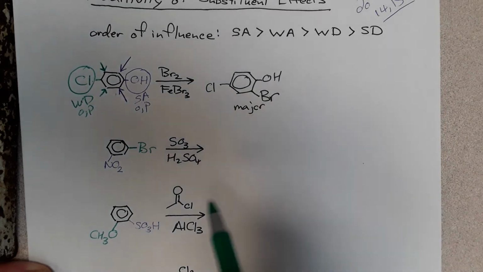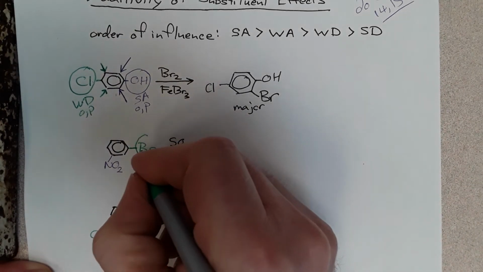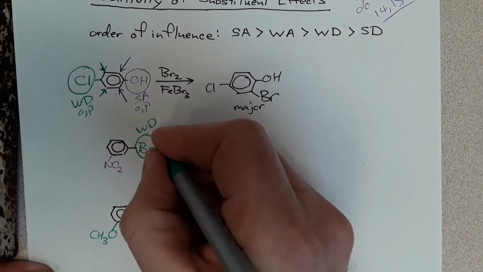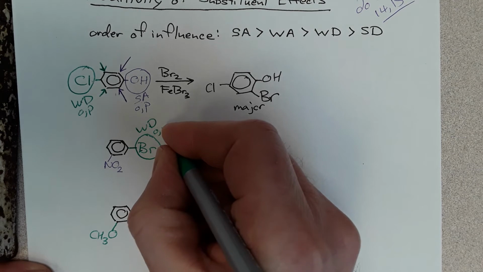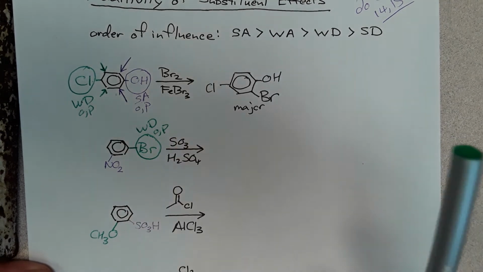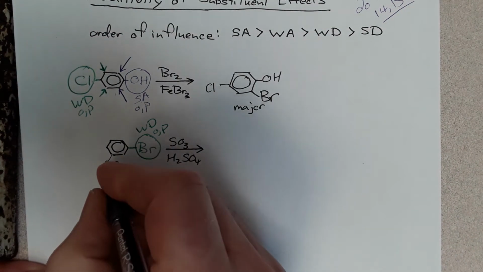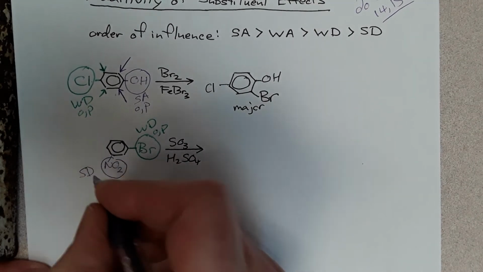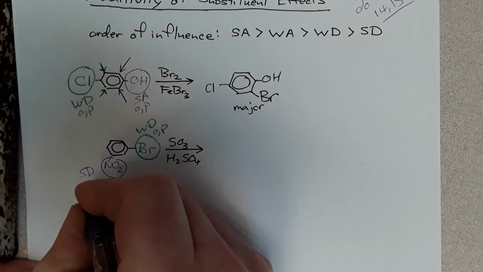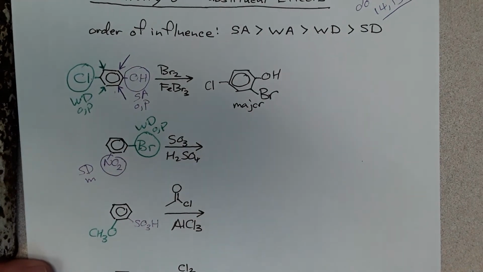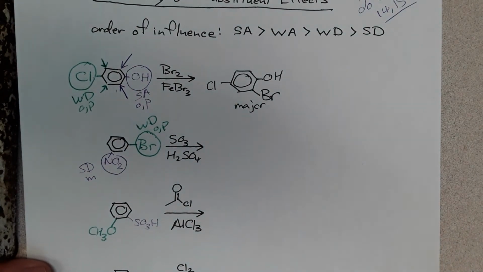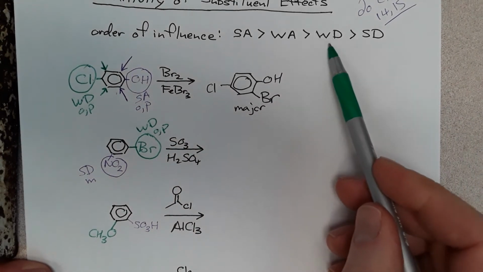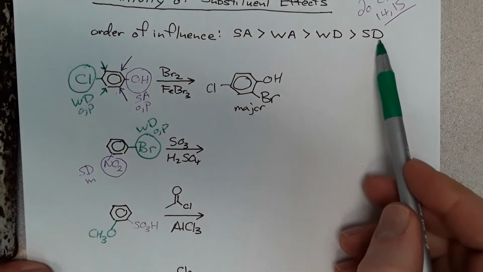Okay, so we have the bromine here, which is a weak deactivator and an ortho-para director. And then we have the nitro group here, which is a strong deactivator and a meta-director. Okay, so which of these is going to have the greatest influence? The weak deactivator has more influence than the strong deactivator.